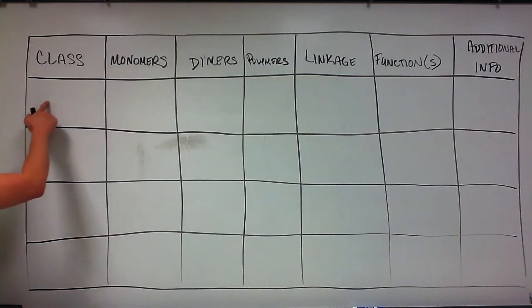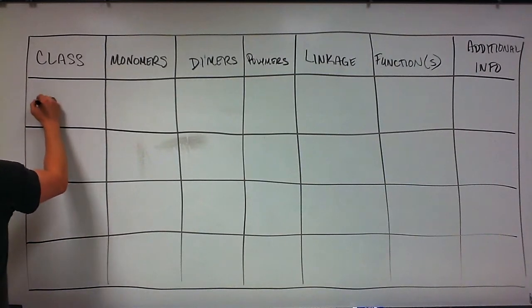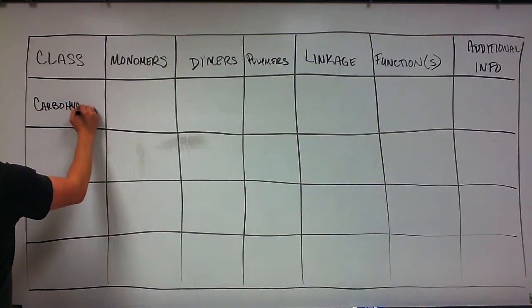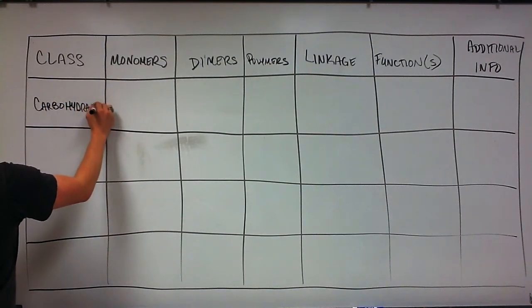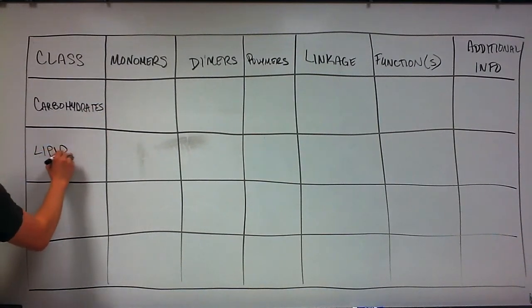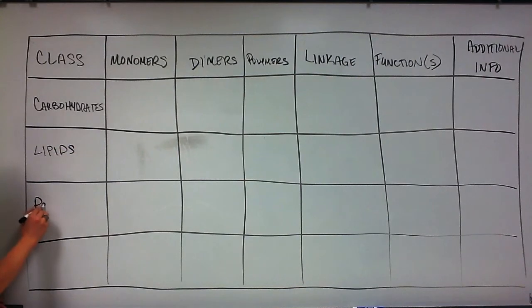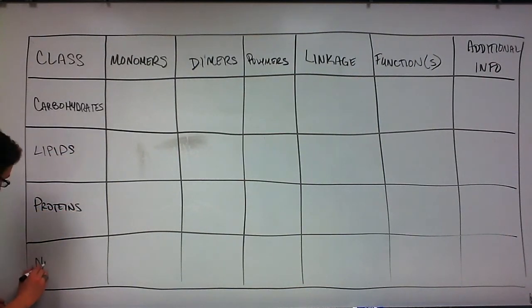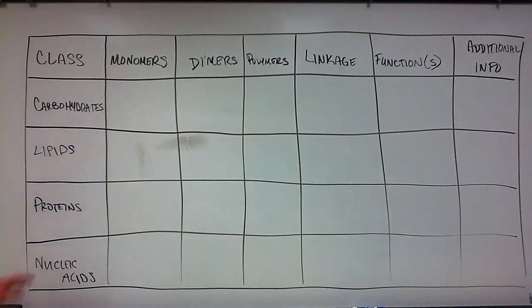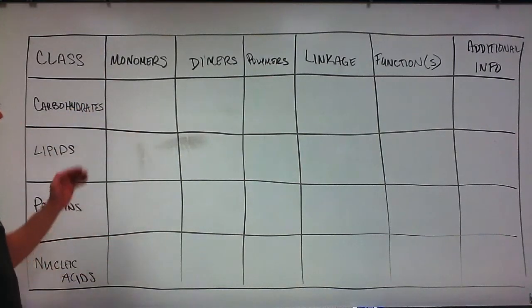So first and foremost, let's start with the different classes. Recall that we learned about carbohydrates, we learned about lipids, proteins, and finally, nucleic acids.